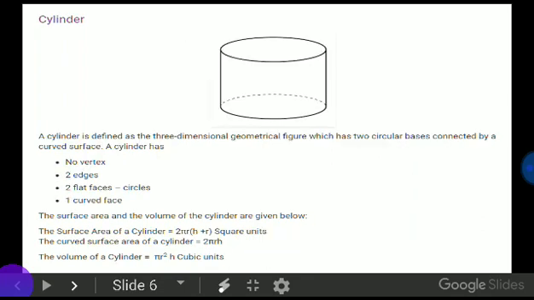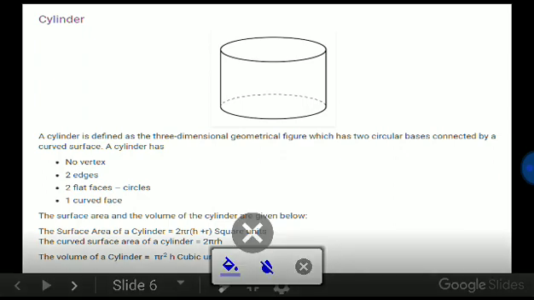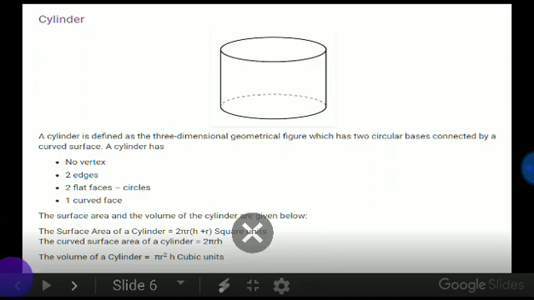Now cylinder. Cylinder is defined as the 3-dimensional geometrical figure which has 2 circular bases connected by a curved surface. This type of object can be easily found in our household products, whatever we use, for example bottles or the cylinder which we use in the kitchen. It has no vertex, 2 edges, 2 flat faces which are both circles, and one curved face.